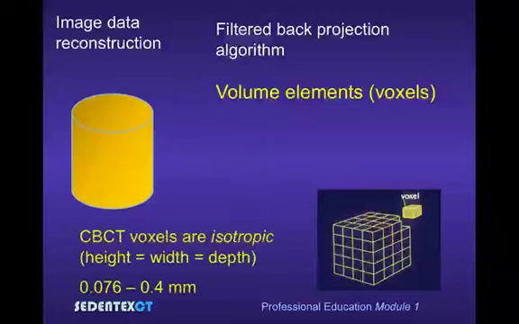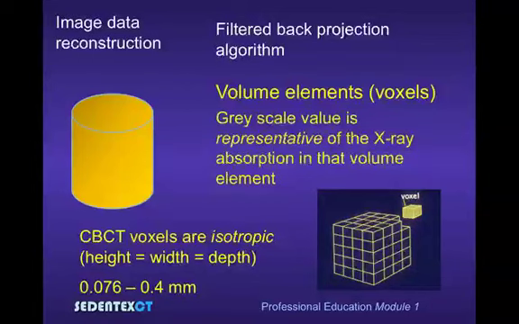An interesting and important aspect about CBCT compared with medical CT is that the voxels are isotropic. What this means is that their height is the same as their width, and that is the same as their depth. This is different from medical CT, where the height of voxels is usually much greater than their width and depth. The size of the voxels ranges from one piece of CBCT equipment to another, and also within an individual item of CBCT equipment where voxel size can be adjusted, but typically can range from 0.076 to 0.4 millimeters.